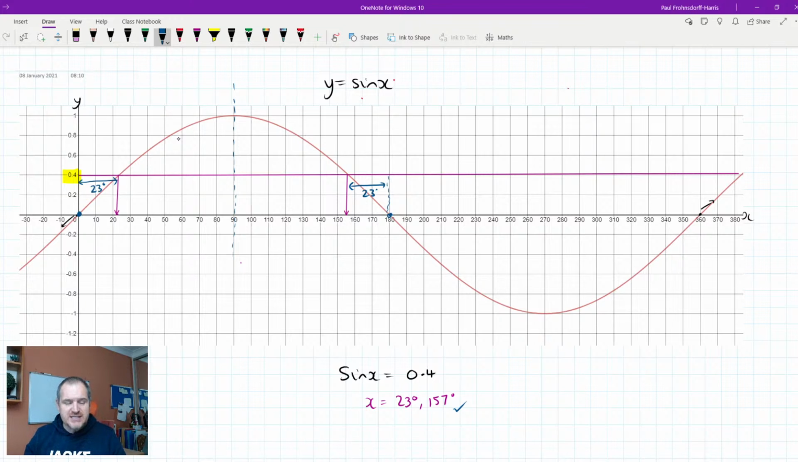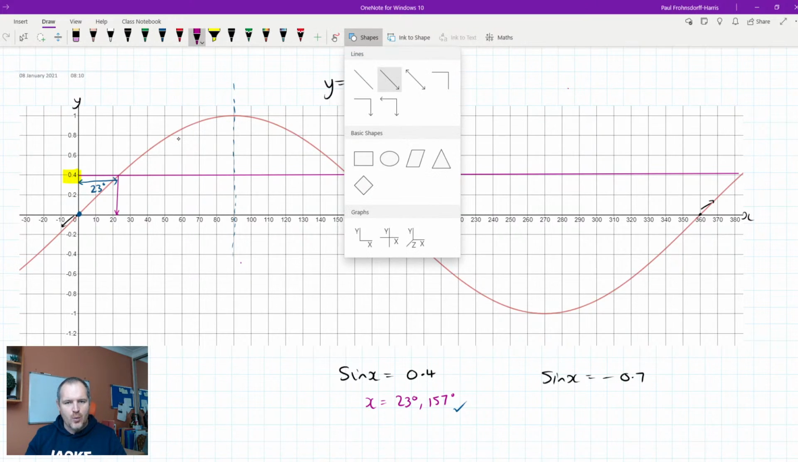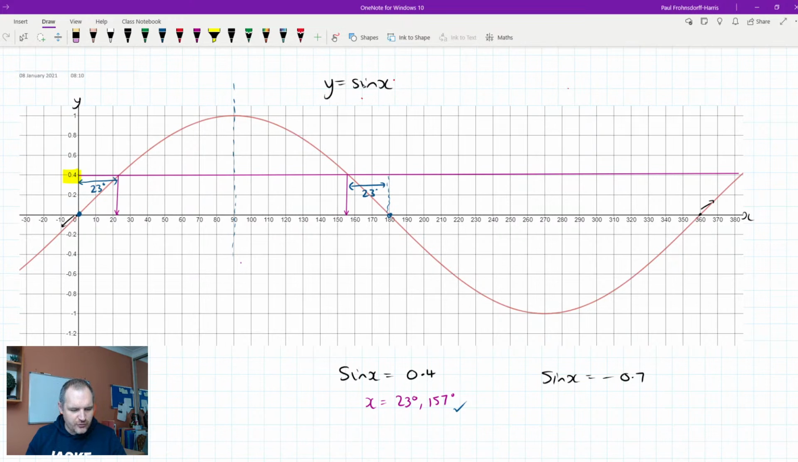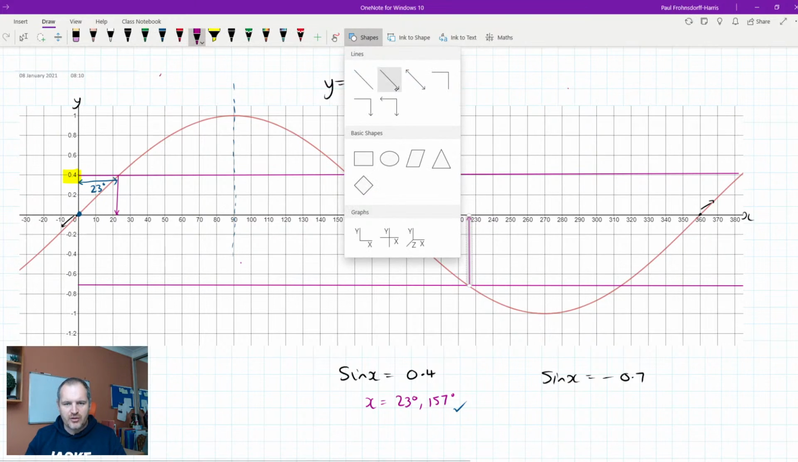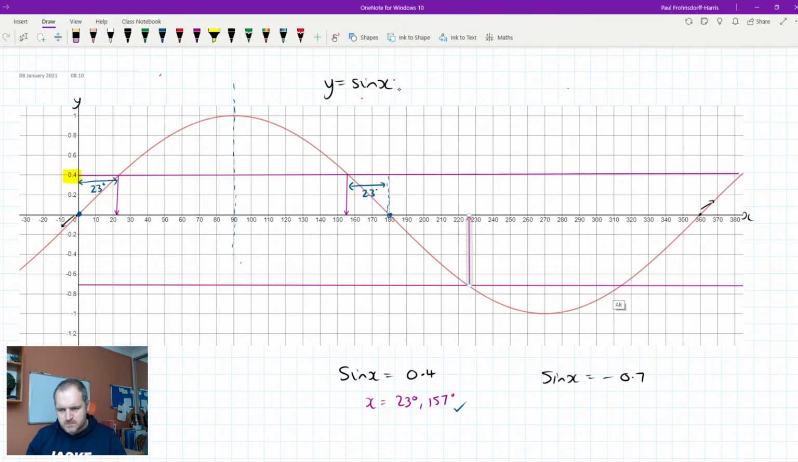Now, we can do this with negative numbers as well. But obviously, if the answer was a negative, so let's say we had sine x is minus 0.7. When we draw our graph going across, and I'll use purple for that again, and we go to minus 0.7, this time the answers are over another side. So I'll draw up to the line as accurate as I can, and I'll draw another one up to the line as accurate as I can.